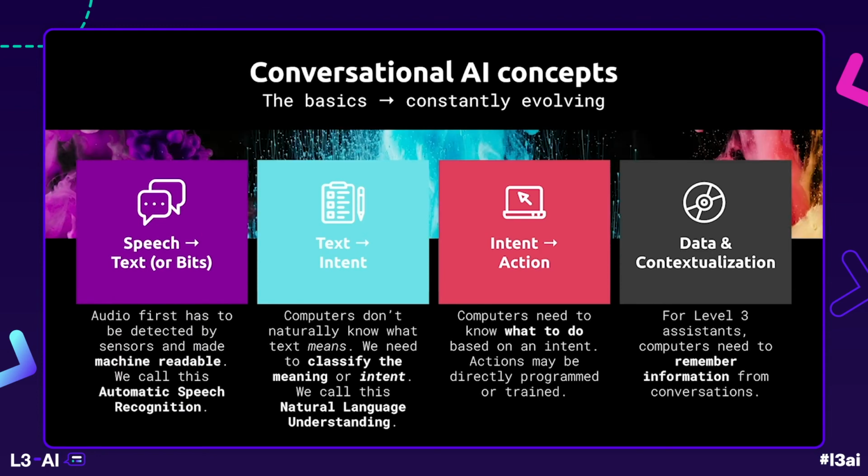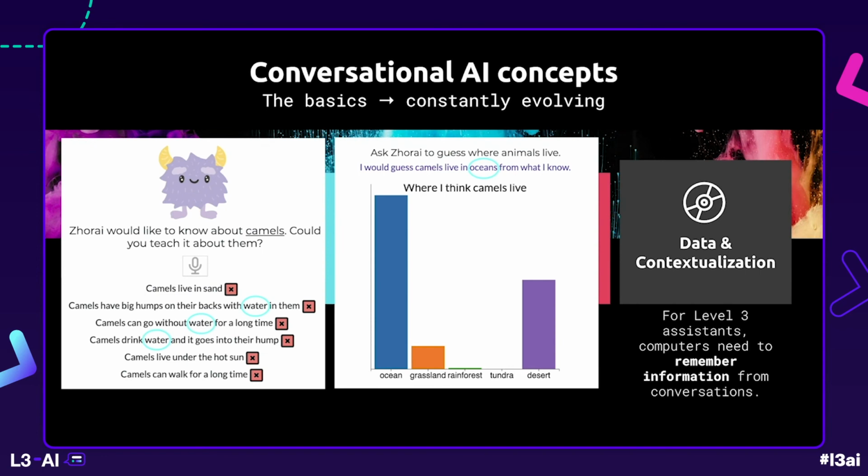And then finally, another important concept, especially for level 3 agents, is that computers need to store information from conversations in order to bring it up later and engage in natural conversations. And so one example of a way to teach this is by enabling people to curate the data sets that the agent is learning from and see how changing these data sets affects the agent, like we said before, or saw before with Zorai.